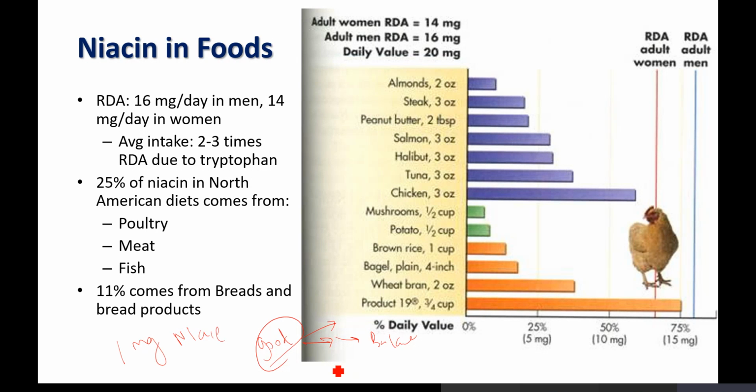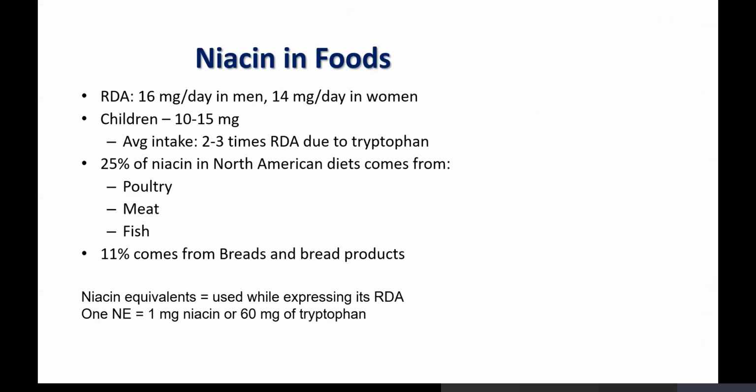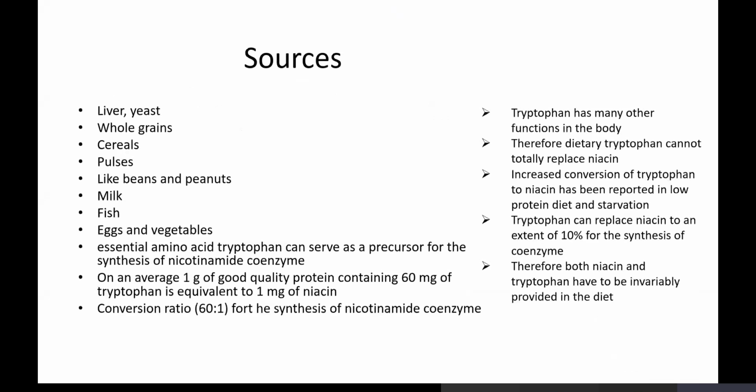So for the synthesis of the nicotinamide coenzyme, tryptophan is very important, and it plays a very important function in the body. So this niacin equivalent is used while expressing the recommended daily allowances. One niacin equivalent is equal to 1 milligram niacin or 60 milligram of tryptophan. Tryptophan has many other functions in the body. Therefore, dietary tryptophan cannot totally replace niacin. You may say that my body must be having tryptophan, so I will not consume niacin, but tryptophan cannot totally replace niacin.